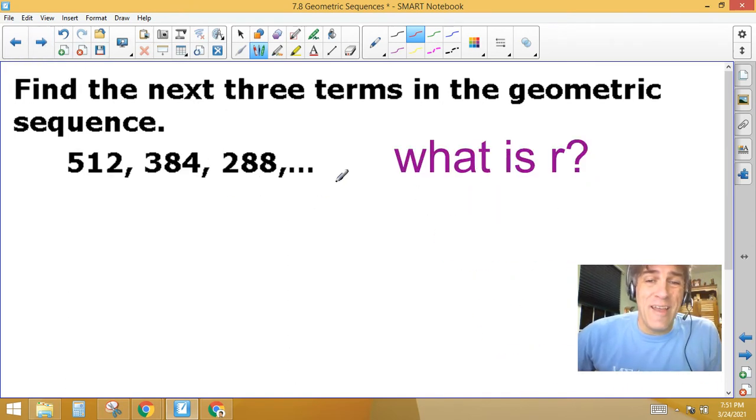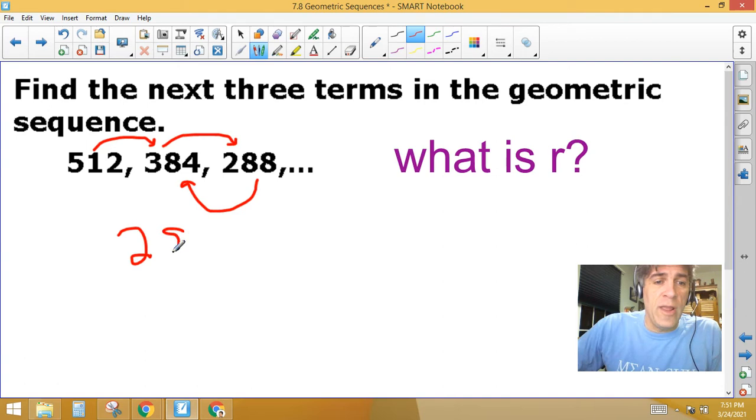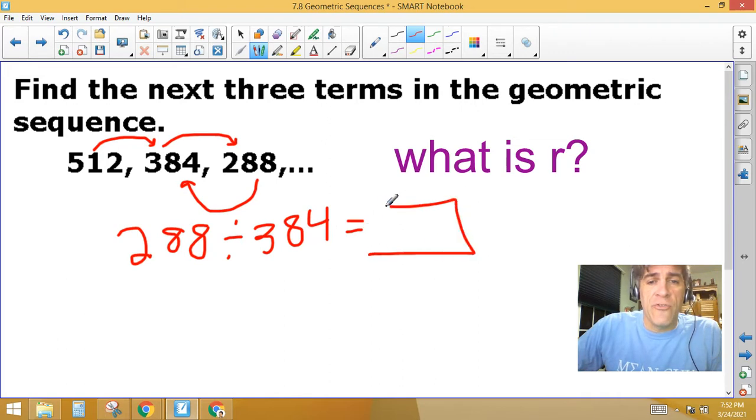What about the next three here? Before we do this one, we definitely want to find r. In order to find r, we've got to figure out what we multiply by to get here. Well, it's a really tough number because it's getting smaller. So you might think, well, we're going to divide. Geometric sequences, we're always going to multiply. In order to figure out what we're going to multiply by, we first have to divide backwards. So I'm actually going to do 288 divided by 384. And yes, that's going to give a decimal, but that is what my r is going to be. Okay, so what's your r?